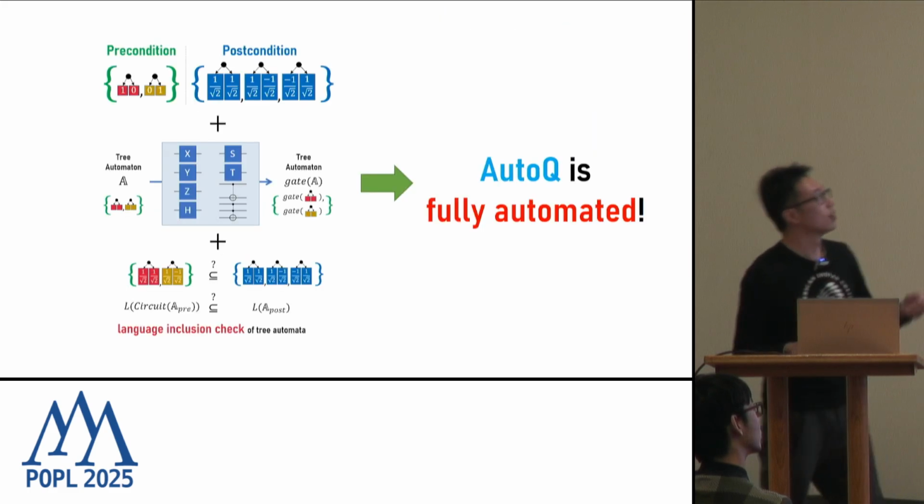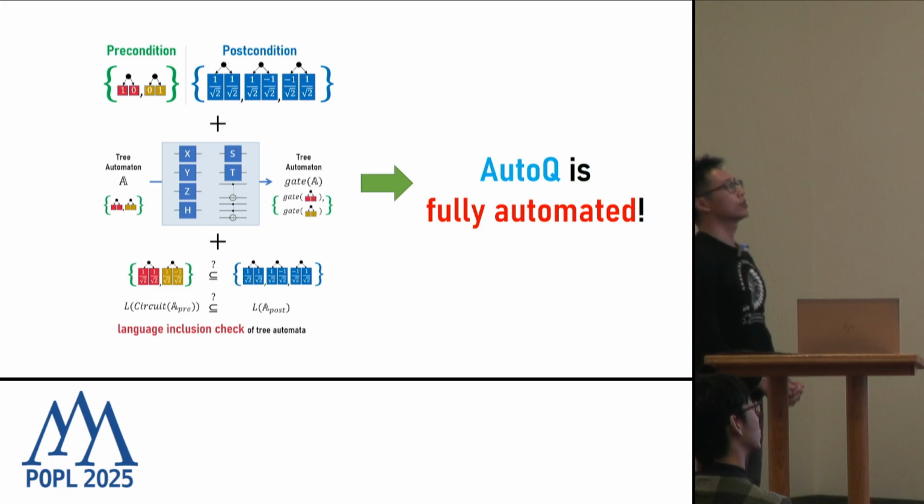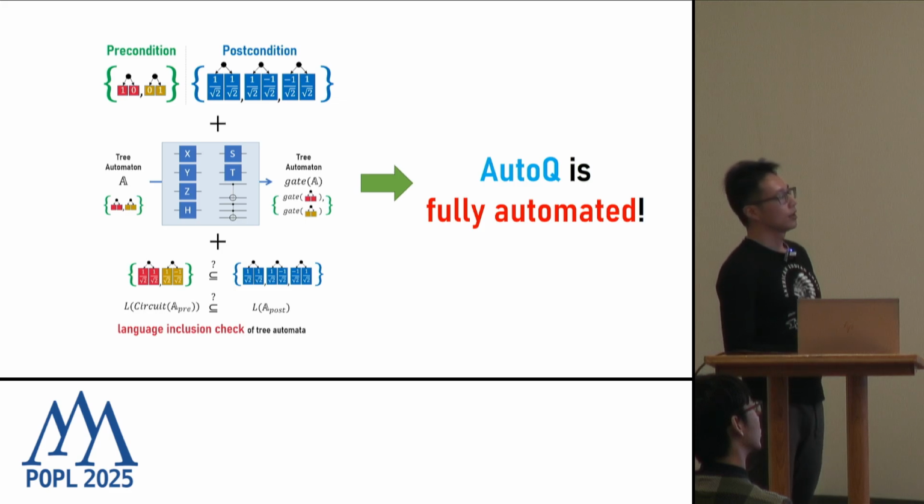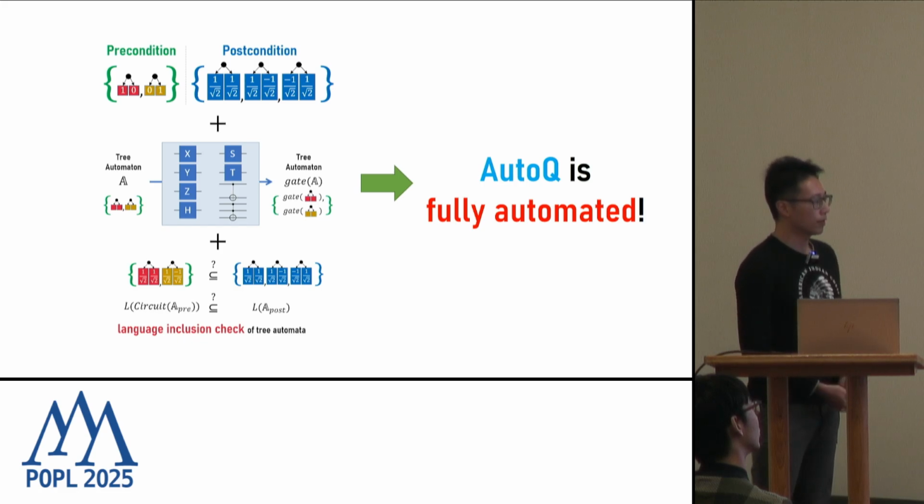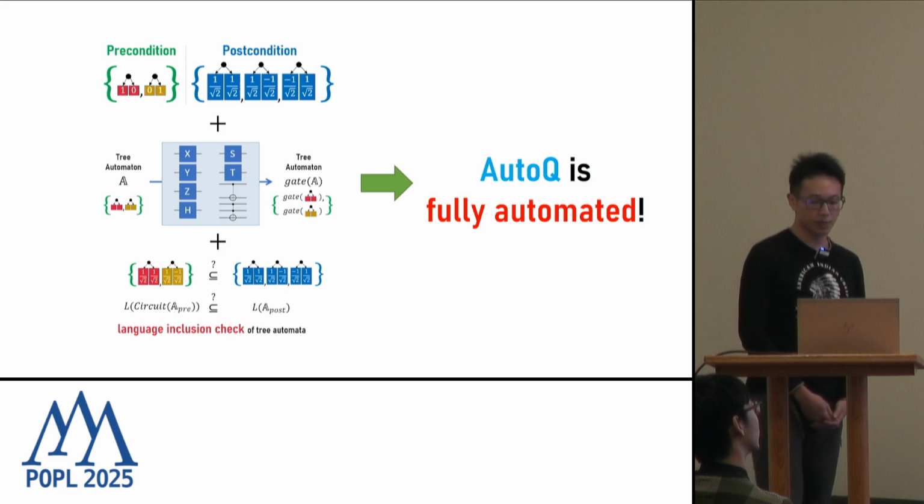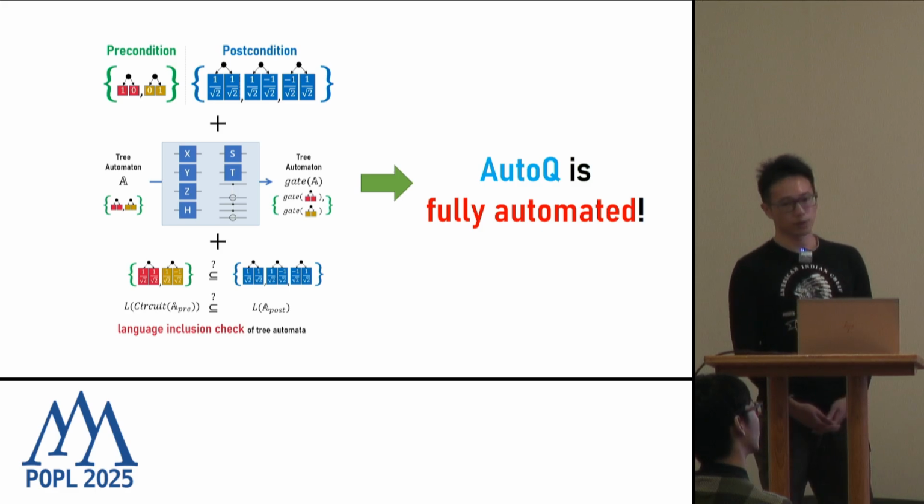So overall, as long as we can use tree automata to encode our pre- and postconditions, and since we designed the algorithm for all the quantum gates, with the help of language inclusion check of tree automata, our framework AutoQ is fully automated.